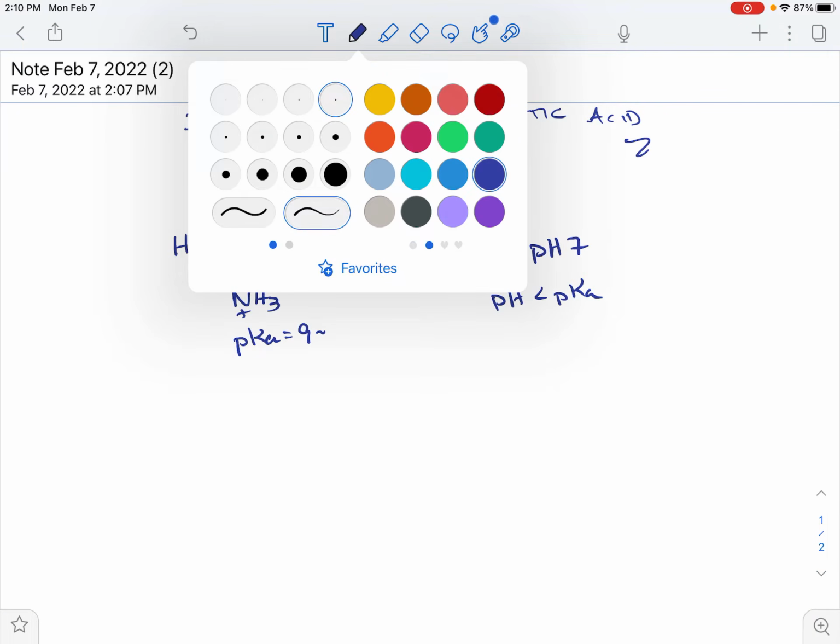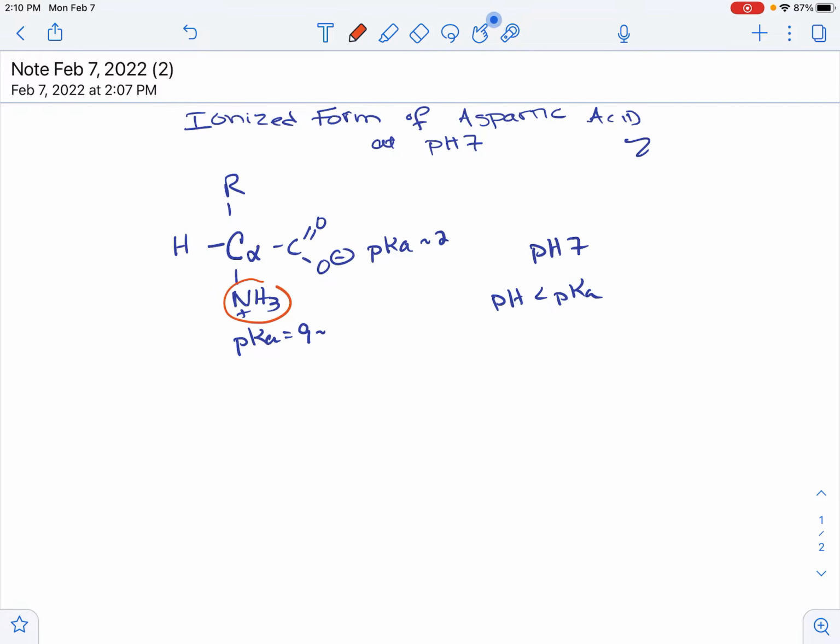So if we look at the amino group here, pKa is 9, and our pH is 7. So it's going to be in the protonated form. And notice I have 4 bonds and the positive charge on the nitrogen. So that's the protonated state.